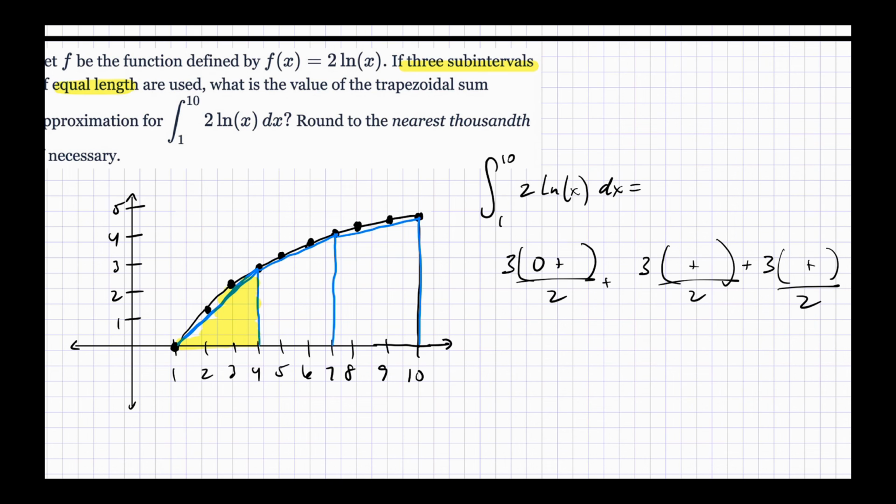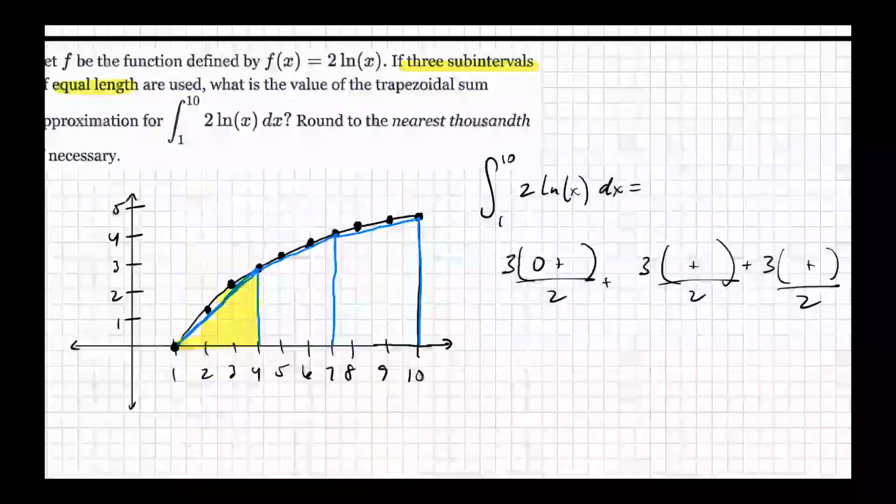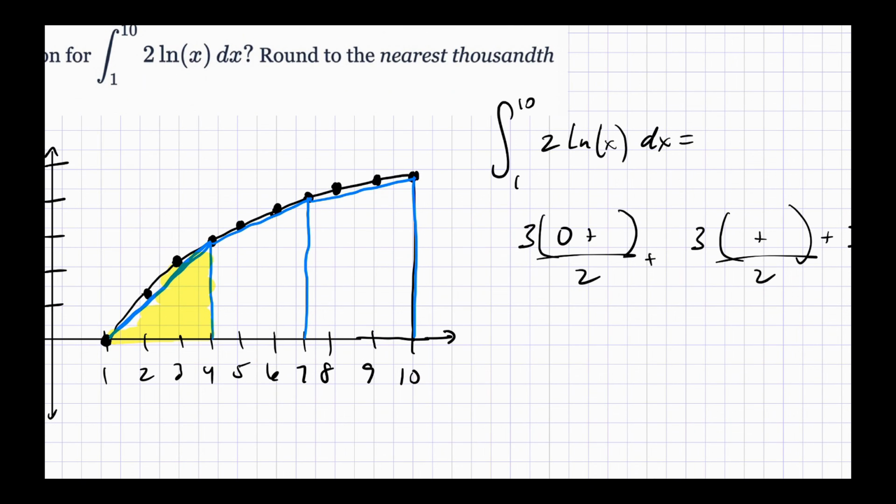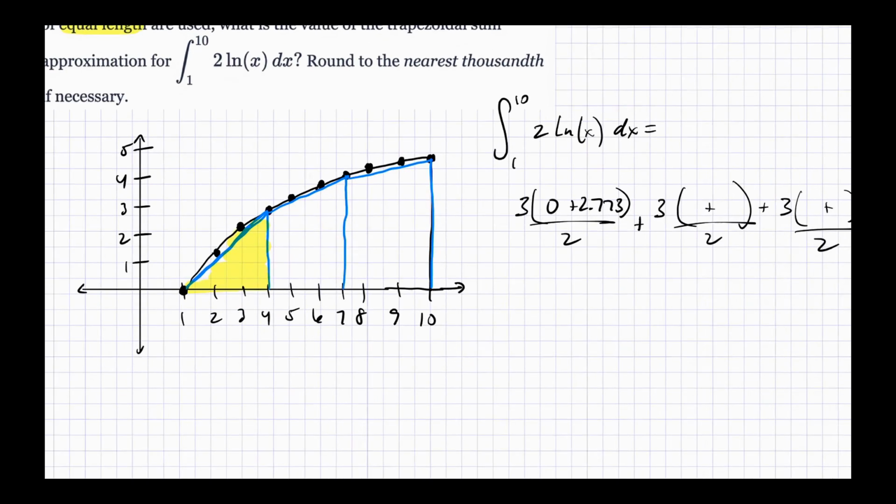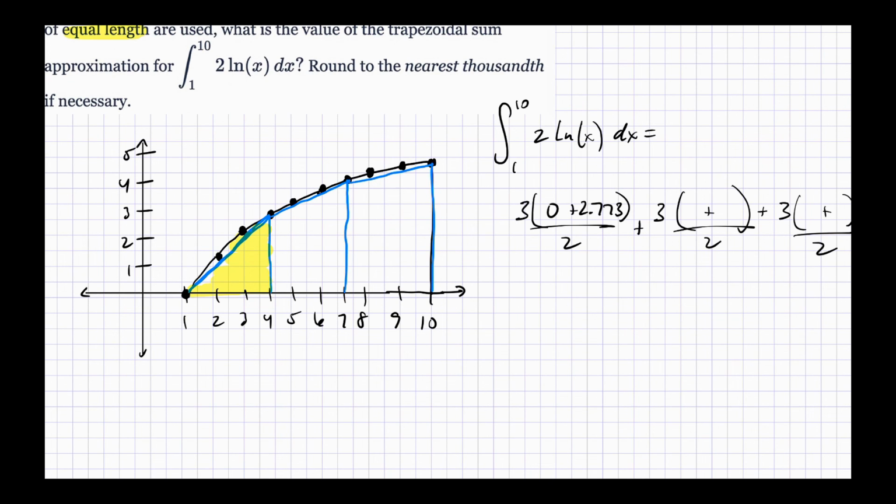Use your calculator. It's the natural log of 4 times 2, because this is the function here. So you're just going to plug in 4 in here. So when you plug in 4 and then multiply it times 2, you get 2.773. Okay, done. The next one starts with 2.773.